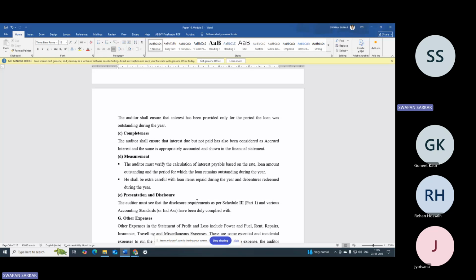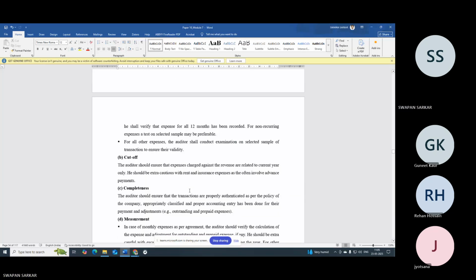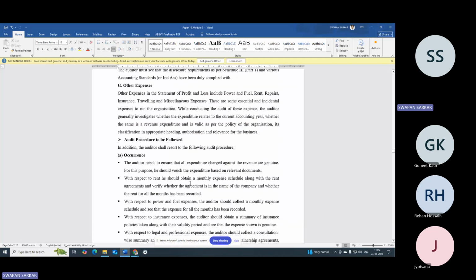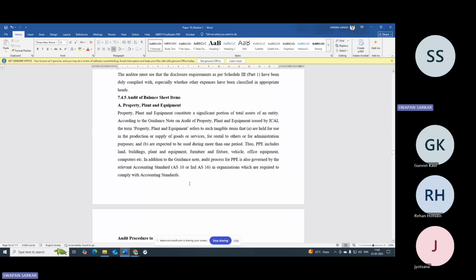Finally, presentation and disclosure. The auditor must see that the disclosure requirements as per Schedule 3, Part 1 and the various accounting standards have been duly complied with. Now, apart from the items appearing in the P&L statement, there is important information to be shown in the balance sheet. So now we will be dealing with certain items from the balance sheet.